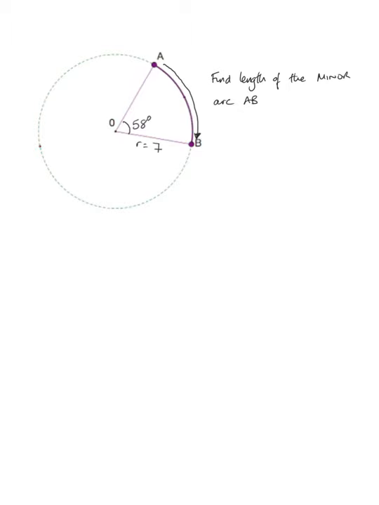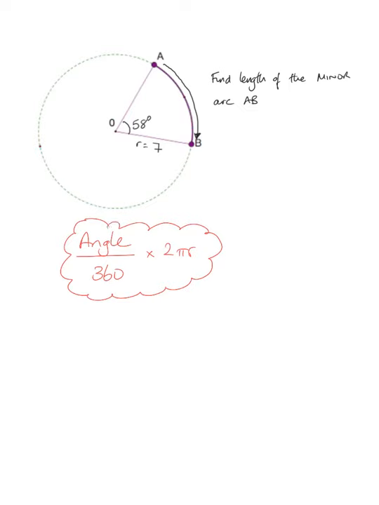So in this question we want to find the length of the minor arc AB. Now whenever I do one of these questions, I'm always going to be using this formula. Angle over 360 times 2 pi r. Now the angle is just what part of the circle I've got out of 360, so it's becoming a fraction multiplied by the whole circumference.